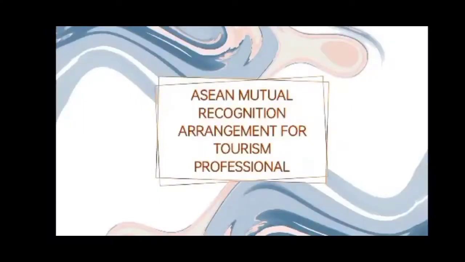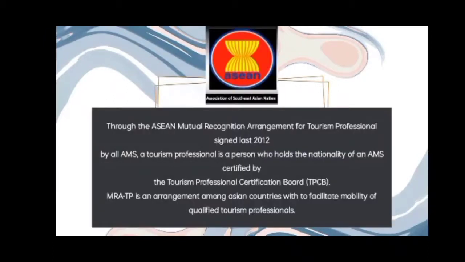Asian Mutual Recognition Arrangement for Tourism Professionals. Through the Asian Mutual Recognition Arrangement for Tourism Professionals signed in 2012 by all AMS, a tourism professional is a person who holds the nationality of an AMS certified by the Tourism Professional Certification Board or TPCB. MRATP is an arrangement among Asian countries to facilitate mobility of qualified tourism professionals.